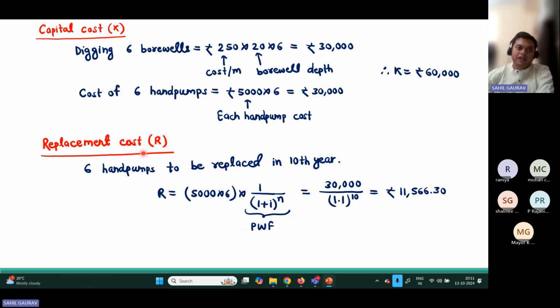Now you have to find the replacement cost. The 6 hand pumps are to be replaced in the 10th year. Each hand pump is 5,000, so you have to multiply by 6 in order to calculate the 6 hand pump replacement cost. And the present worth factor is (1 + i)^-n. So multiplying the initial cost of the 6 hand pumps with the present worth factor, you will get 11,566.30.